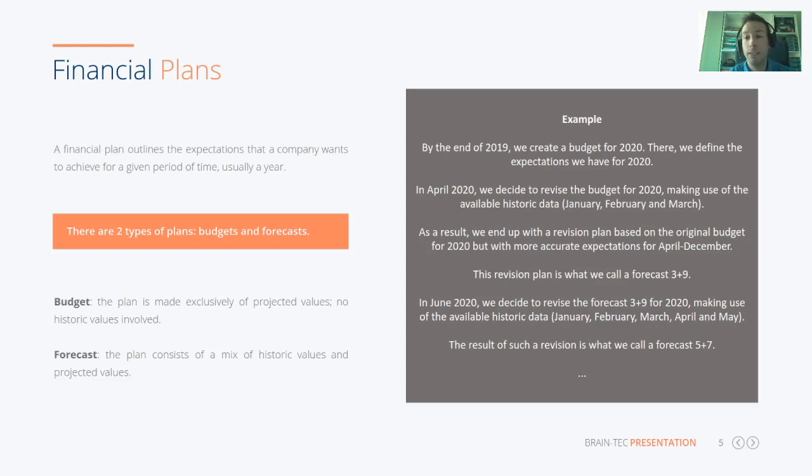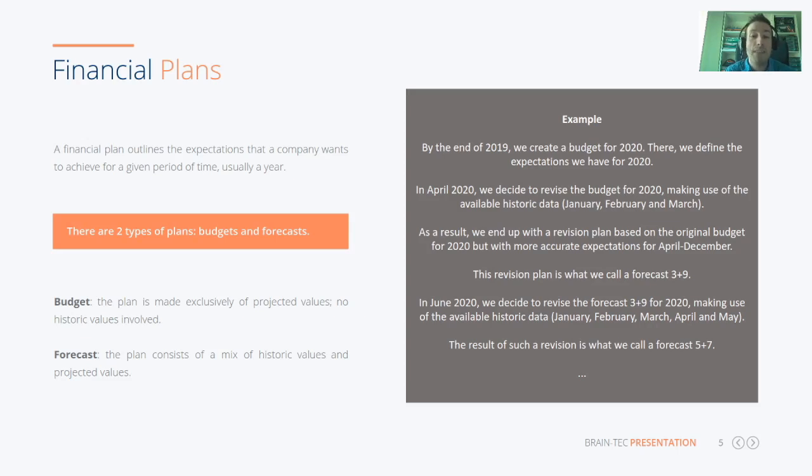Why 3.9? Because the first 3 months relate to actual data, historic data, and the other 9 months relate to expected data. Okay, along a year, it is normal that a budget gets revised multiple times. For that reason, in June 2020, we decide to revise again our budget. But in this case, we use forecast 3.9 as our base, as it is more accurate than our original budget. And the result of this revision is what we call a forecast 5.7.